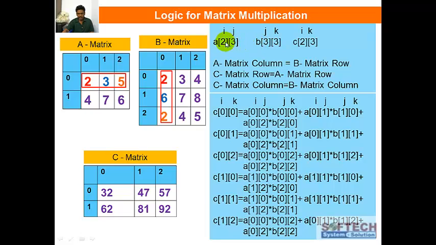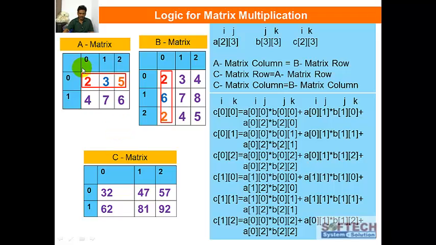So then we get the result from the A matrix row and B matrix column. What is the letter for the A matrix row? I. Then the B matrix column is denoted by K. So C is IK. What is the value of I? 2. What is the value of K? 3. So the result will be 2 rows 3 columns.